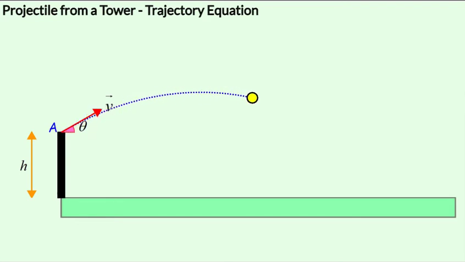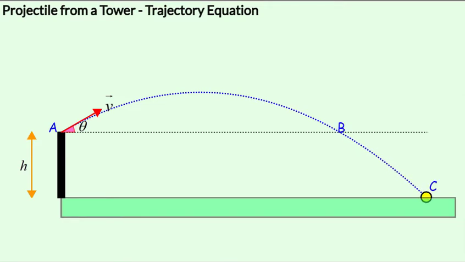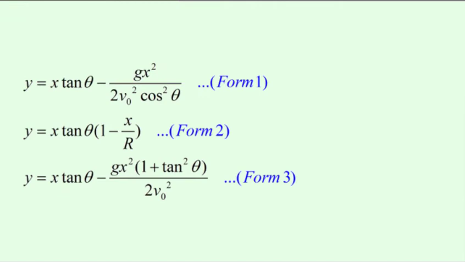We had developed 3 forms of the trajectory equation when we launched a projectile from the ground. Would these equations be applicable when the projectile is launched from the top of a tower? Here are the 3 forms again.